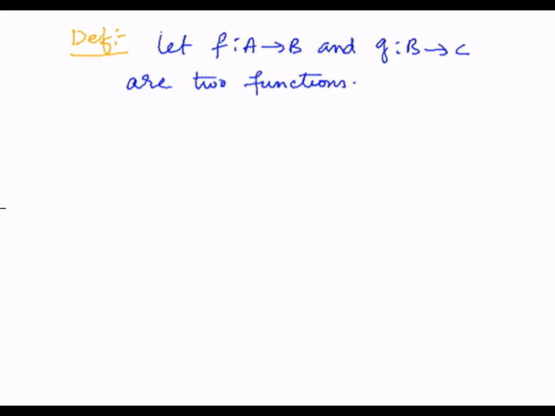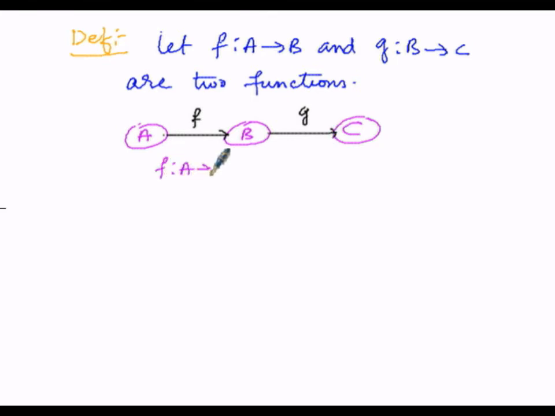So here, this is the first set, that is A, this is the second set, that is B, and the third set is C. Now the first function, f, is from A to B, and the second function, g, is from B to C. So we can write function f is from A to B and function g is from B to C.